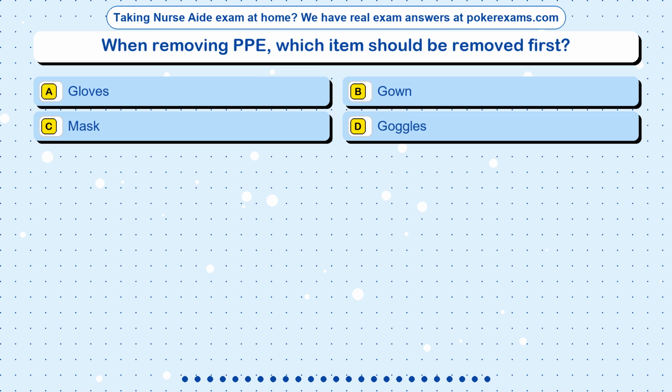Question 19. When removing PPE, which item should be removed first? Option A, gloves. Option B, gown. Option C, mask. Option D, goggles.